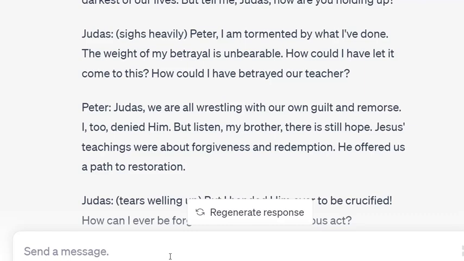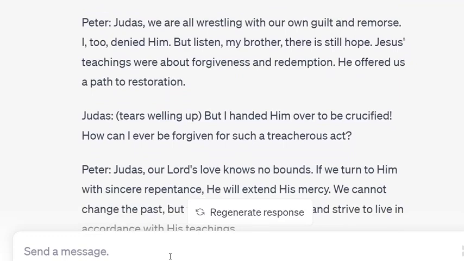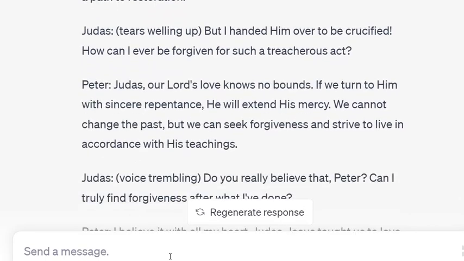And Peter responds, "Judas, we are all wrestling with our own guilt and remorse. I too denied him. But listen, my brother, there is hope. Jesus' teachings were about forgiveness and redemption. He offered us a path to restoration." Judas, tears welling up. "But I handed him over to be crucified."